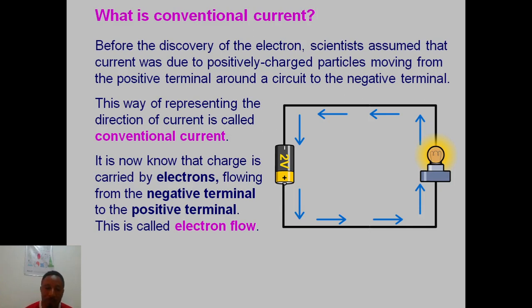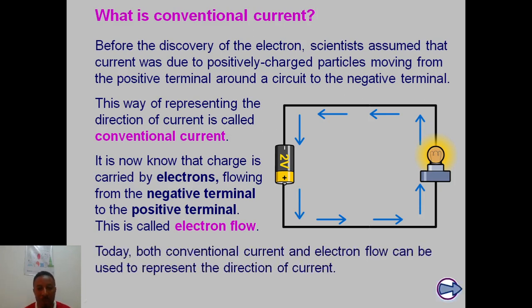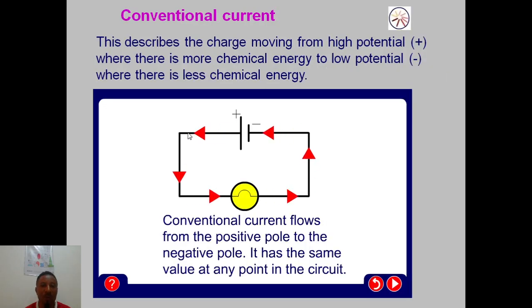But for the sake of this lesson, all of these lessons, we are going to maintain the conventional current pattern. Are we good? Today, both the conventional current and electron flow can be used to represent the direction of the current.